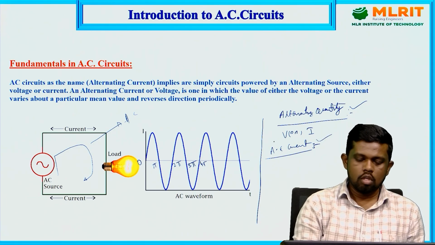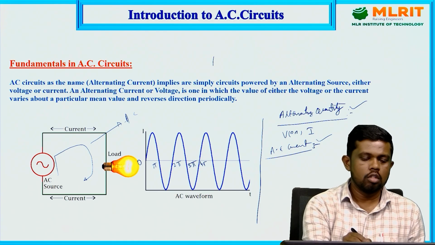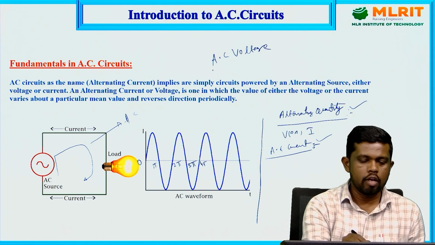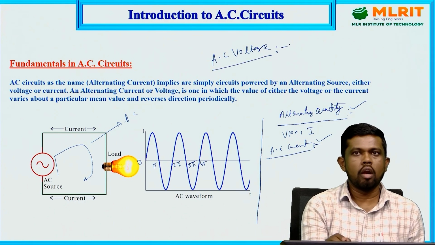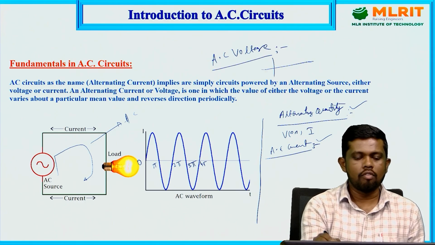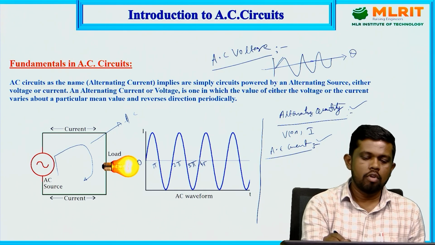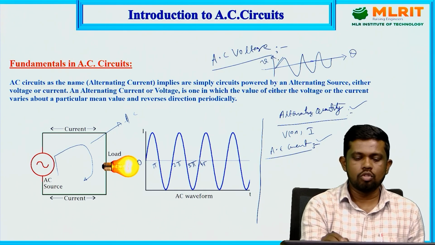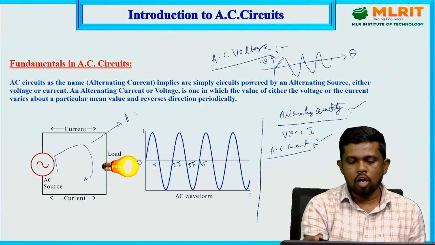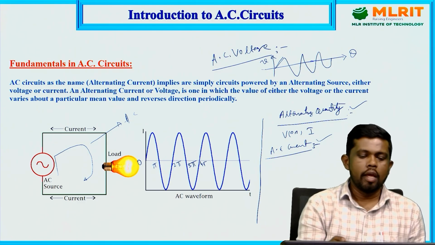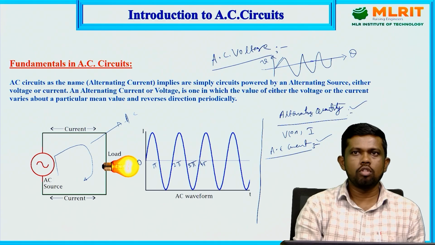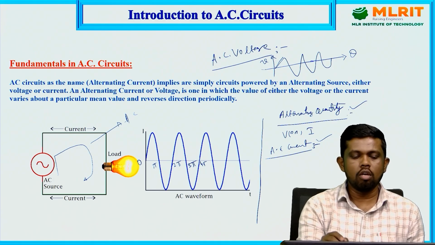Coming to the AC voltage, it is also an alternating quantity. AC voltage is also an alternating quantity which changes its polarity and magnitude at a regular interval of time. Let us say it's a voltage; it changes its magnitude as well as its angle, that is polarity. So it changes these two parameters. AC voltage is a voltage which changes its magnitude and polarity at a regular interval of time. It's simply called AC voltage.